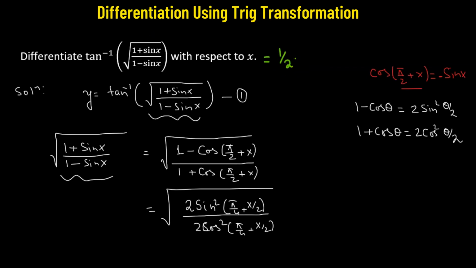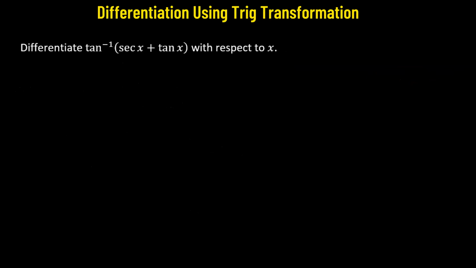Let's move on to the final problem. Here we need to differentiate tangent inverse of secant of x plus tangent of x with respect to x. So let's begin. We will consider y to be equal to the inverse tangent of secant of x plus tangent of x. Let's label this as equation number 1. Our task will be to simplify the expression on the right hand side.